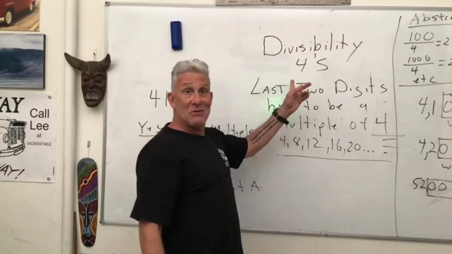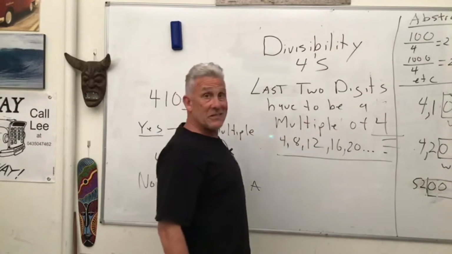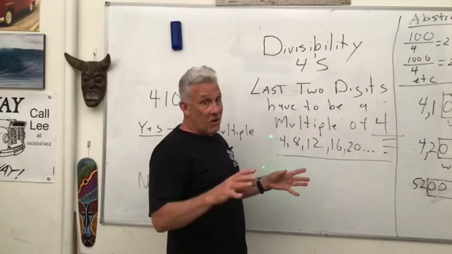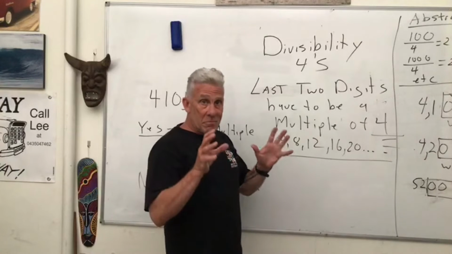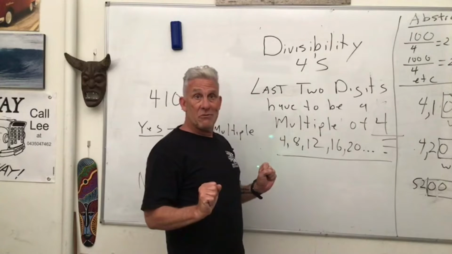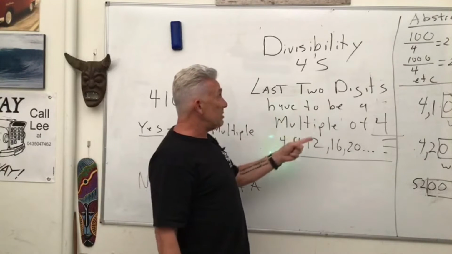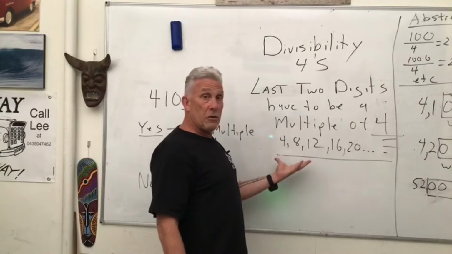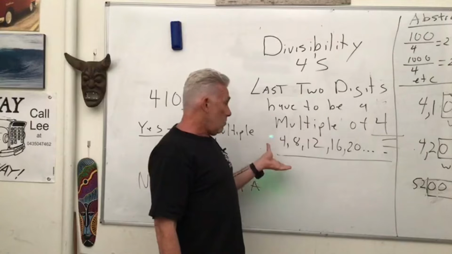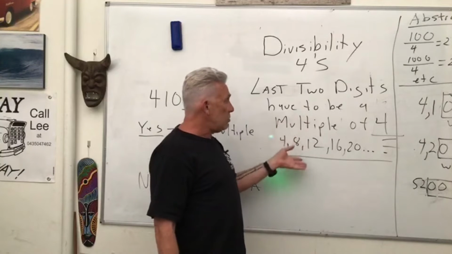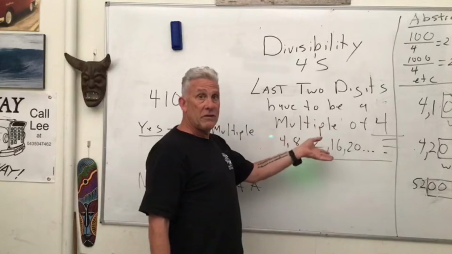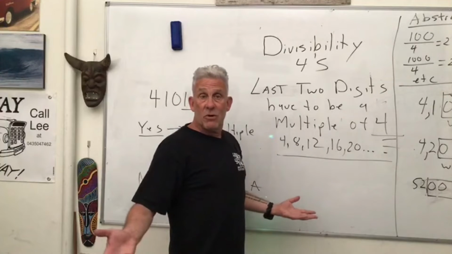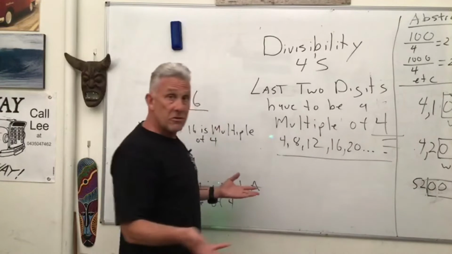Today we're going to be doing divisibility by 4's. Well, it's pretty straightforward. There are some tricky parts to it, but the initial rule is pretty straightforward. The last two digits have to be a multiple of 4, or in the multiplication tables of 4. What are they? 4, 8, 12, 16, 20, 24, 28, etc. So you have to know your 4 times tables. If you know those, you're in.